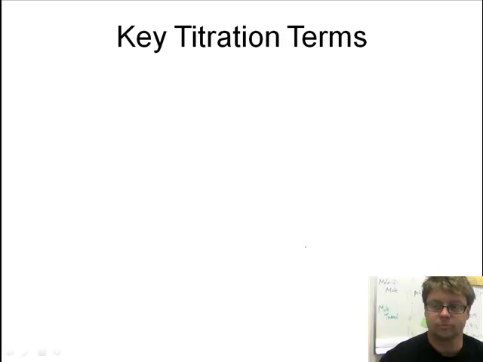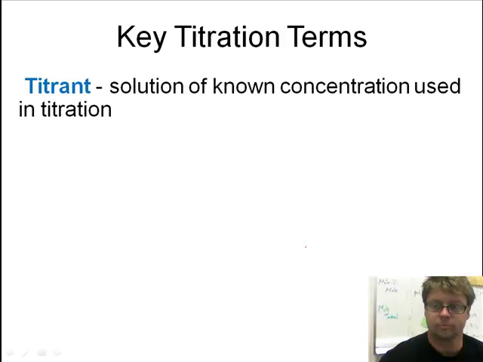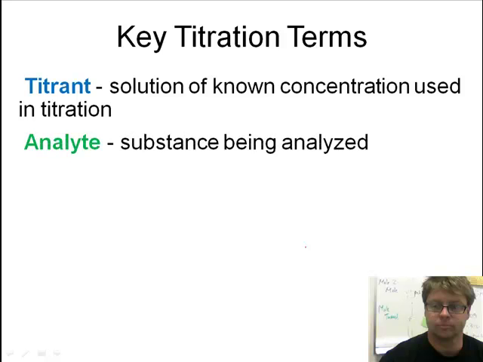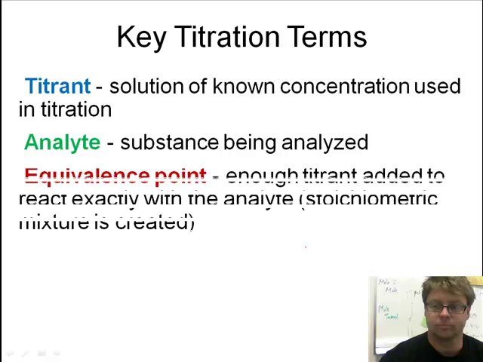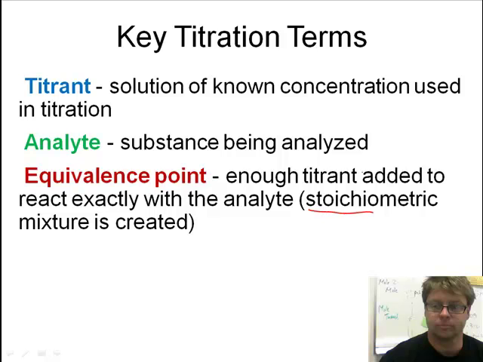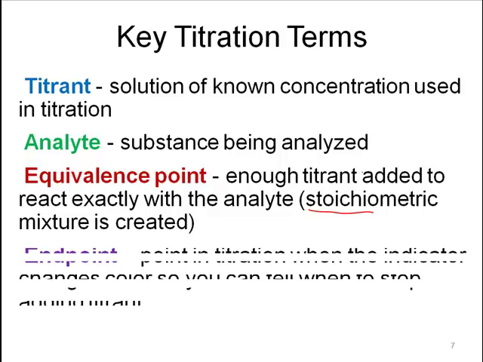So, key titration terms, things you need to know for the lab. First, a titrant is the solution of known concentration used in a titration. The analyte is the substance being analyzed, so that's your unknown. The equivalence point is when enough titrant has been added to react exactly with the analyte. This is when a stoichiometric mixture is created, so exactly enough for it to be equivalent.